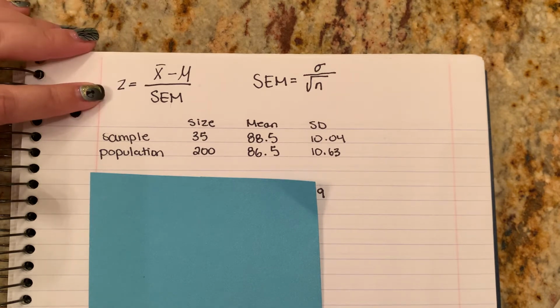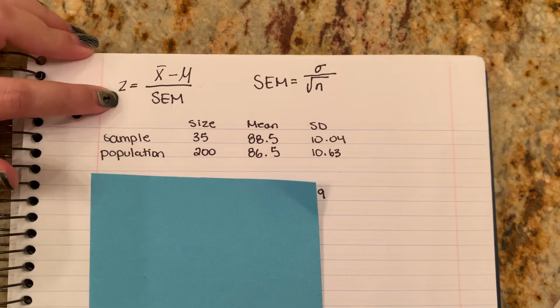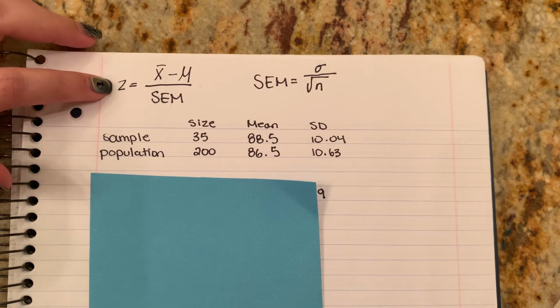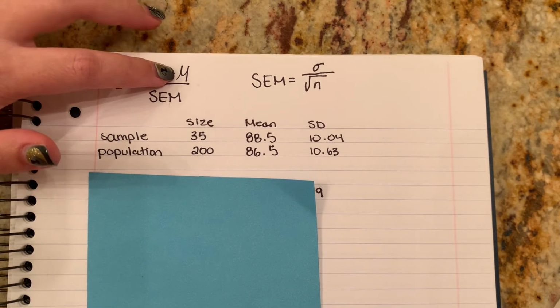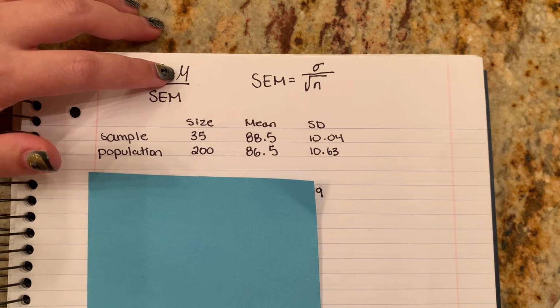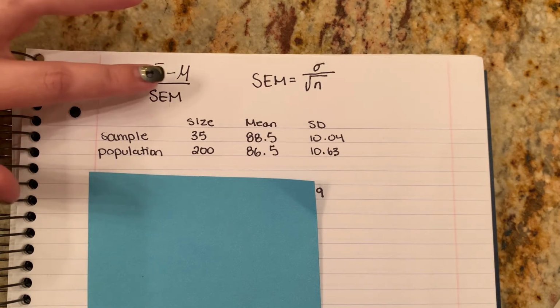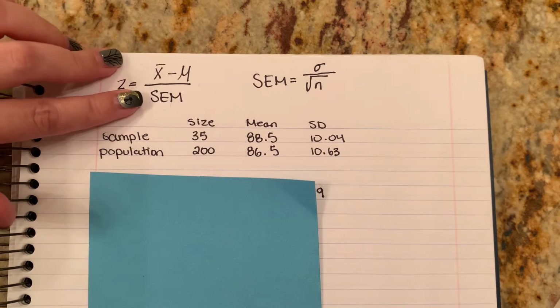So the first one is this one. Z represents the one sample z-test, and the x with the x bar over it represents the mean of the sample. And this symbol represents the mean of the population. And we need to subtract that and then divide by the standard error of the mean.